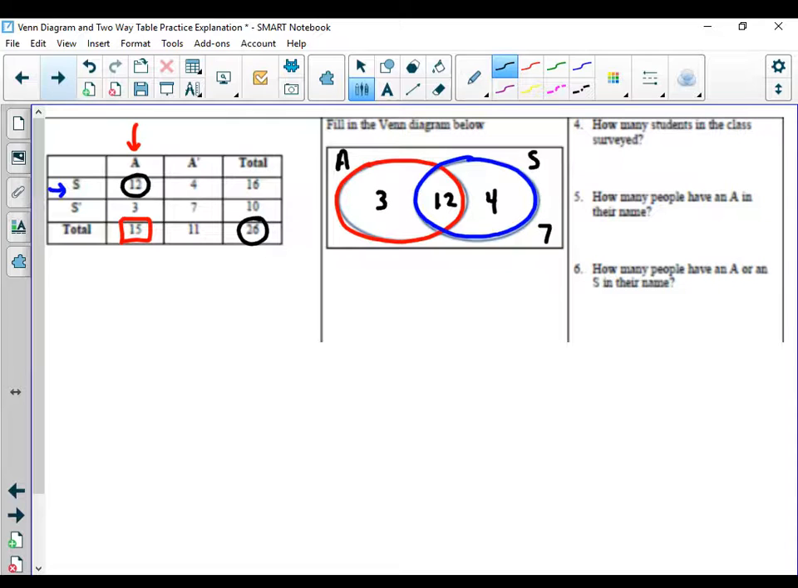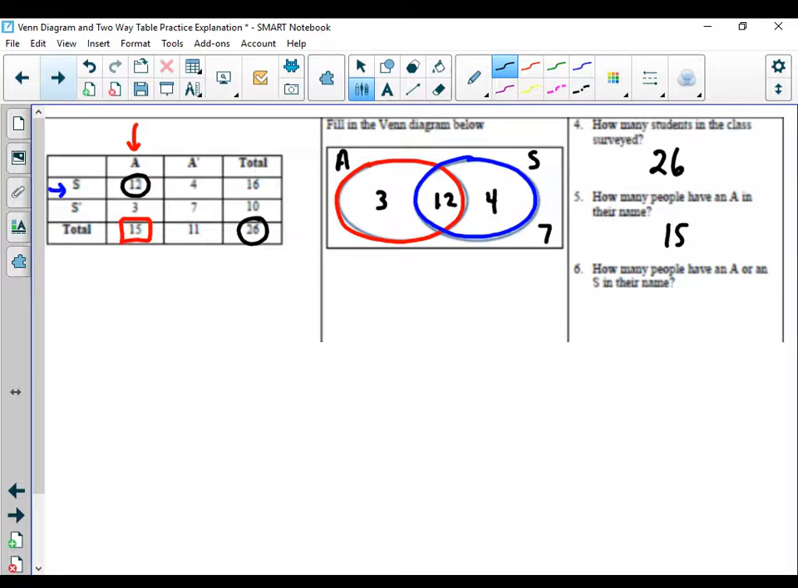All right, now let's see if we can answer the questions. How many students were surveyed? Well, that was the total. How many people have A in their name? Well, that's adding up everything in the A circle, or that's looking at the total in the A column. Either way, I've got 15.